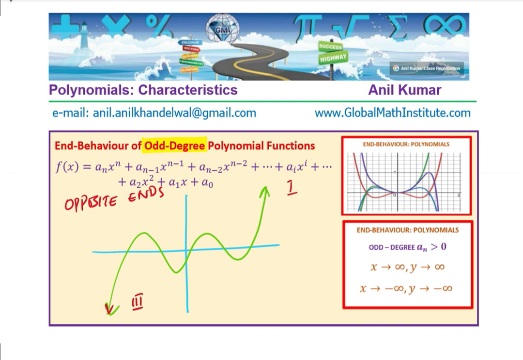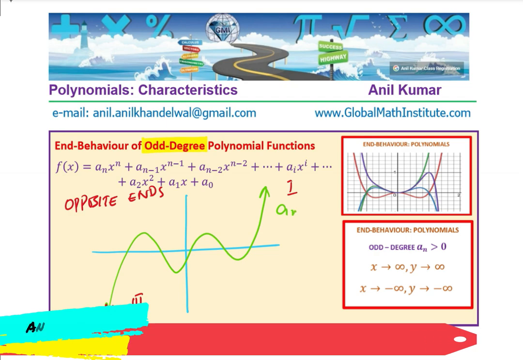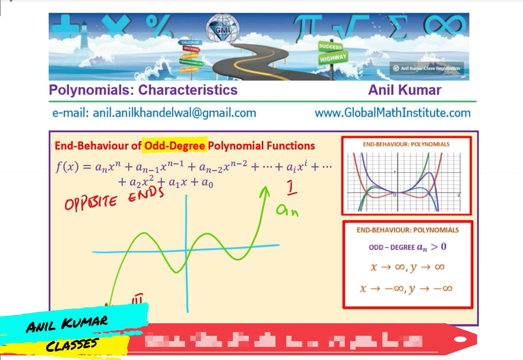So what should be the leading coefficient? Can you tell me? For the green graph, what is an? Is it positive or negative? It has to be positive since it is ending up in quadrant 1. Is that clear to you?